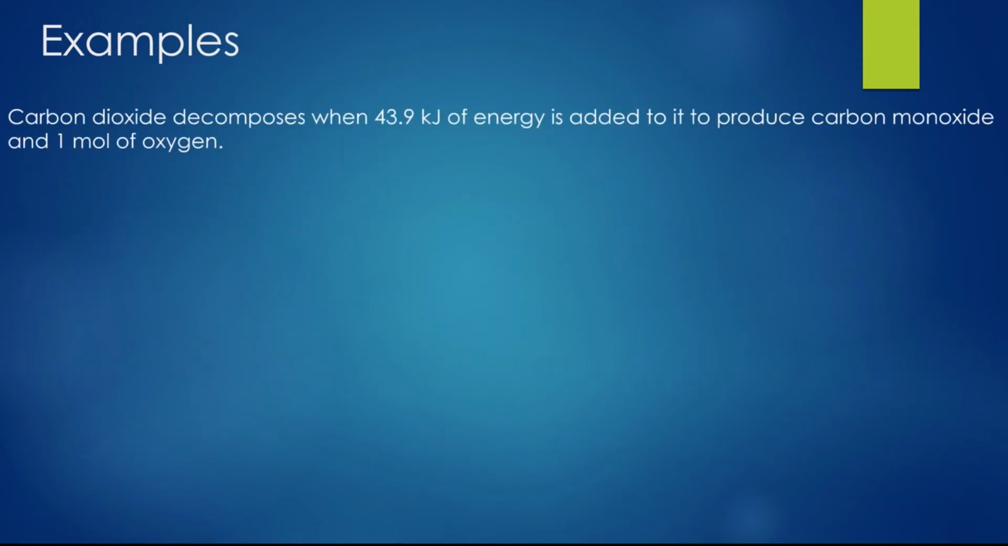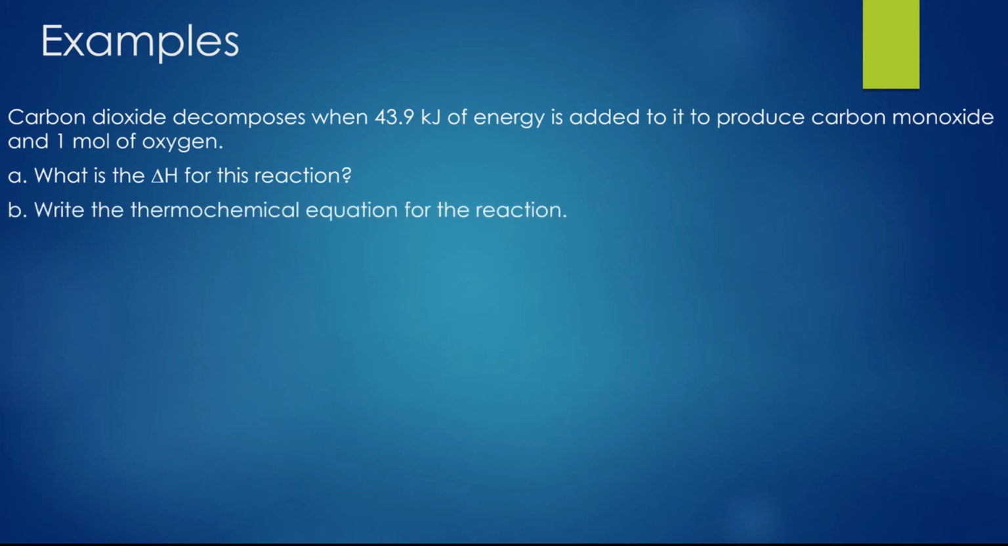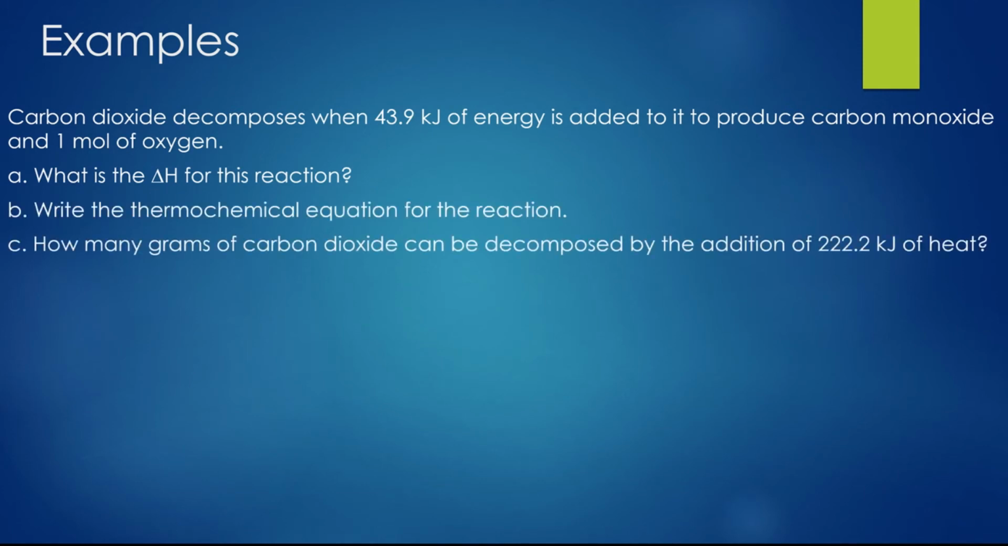Another example: carbon dioxide decomposes when 43.9 kilojoules of energy is added to it to produce carbon monoxide and 1 mole of oxygen. What is the delta H for this reaction? Write the thermochemical equation for this reaction, and how many grams of carbon dioxide can be decomposed by the addition of 222.2 kilojoules of heat?